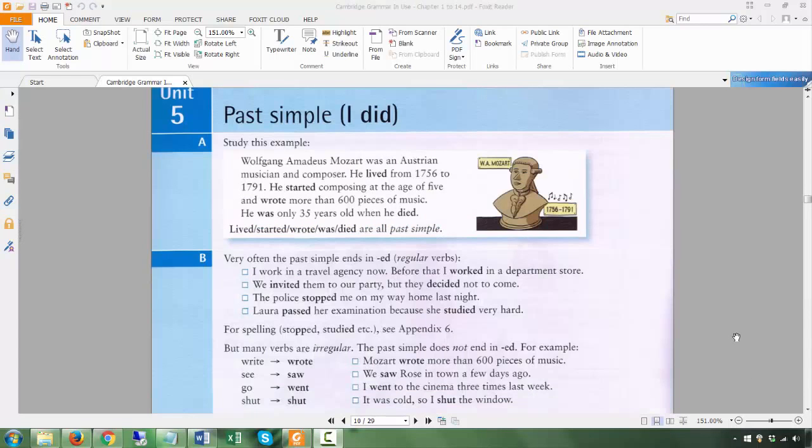Okay, next, this tense, which is the past simple tense. So past simple, what is the meaning? What is the use? Use this when the action is over. It's finished. It's done. Completed. If it's not completed, if it's still going on, then you don't use this tense. All right.